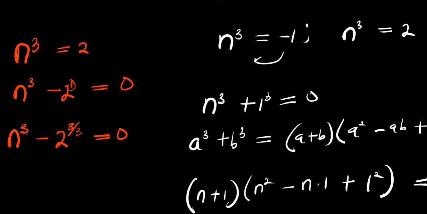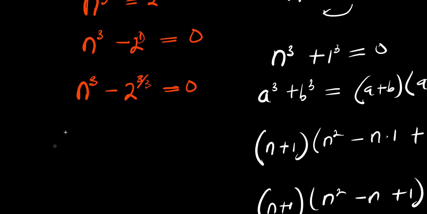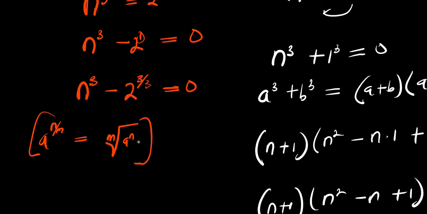Equals 0. I'm trying to make this exponent to be the same. So from there, I can simply use this identity. Remember, if you have a power n over m, this is the m-th root of a power n. Remember that? So applying that here, I will have n power 3 minus the cube root of 2, and this is raised to the power of 3 equals 0, because the cube root of 2 raised to the power of 3 will give you the same thing as 2.